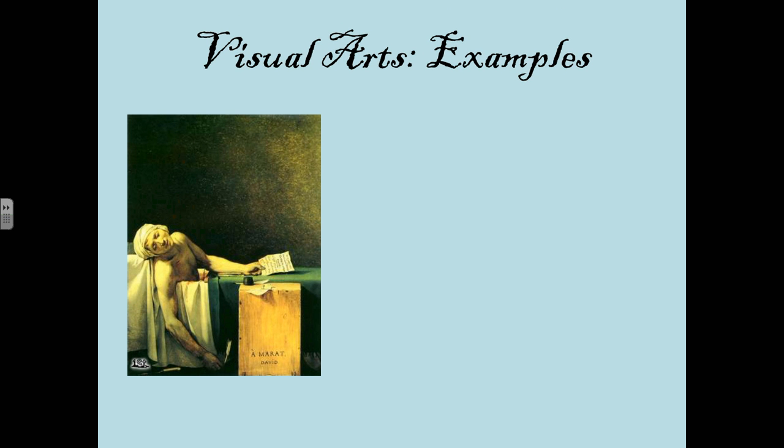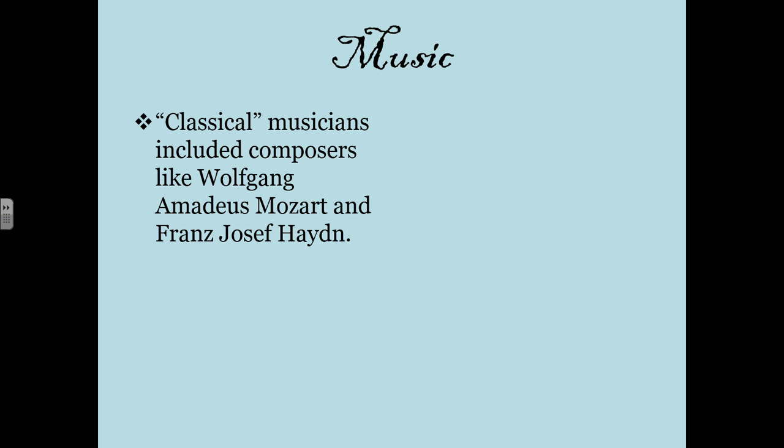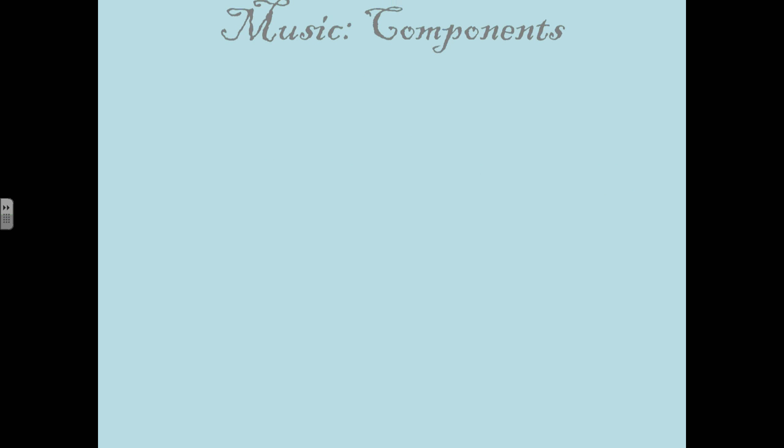Let's see if we can look at some examples. That would be neoclassic right there. Look at how stark the images are, the colors, and so on. And then you have the paintings. Look at the movement and the way the shapes are used. I definitely am a lover of Romantic art over neoclassical art. In music, the classics were Wolfgang Mozart and Haydn. In the Romantic, we had Chopin, Liszt, and Tchaikovsky.